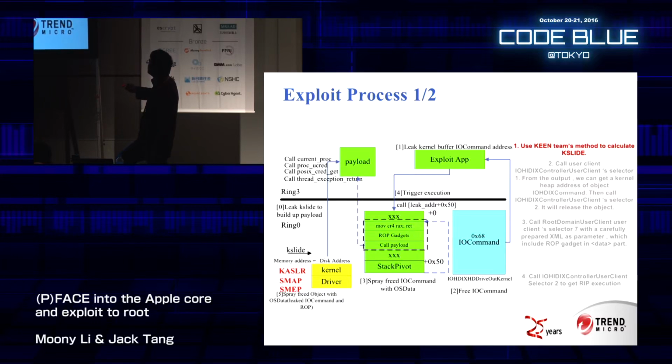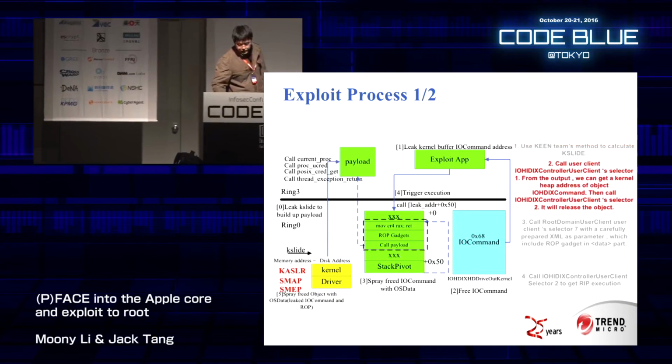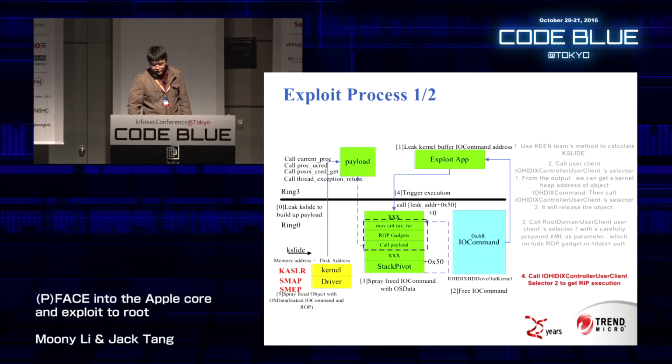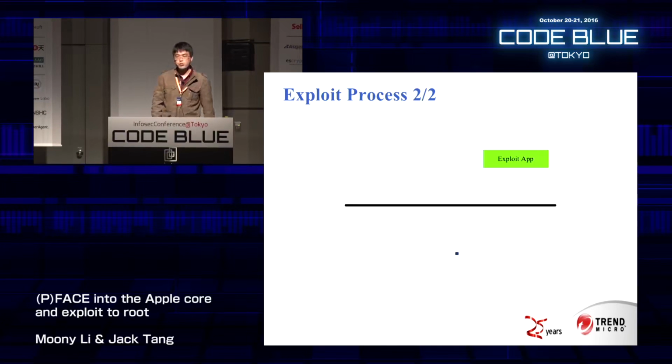The ROP chain would then first disable the 20th and 21st bits of the CR4 register, so as to close SMAP and SMEP. And finally, we could call the payload in the user mode directly. Okay, let's see the whole process from a different view.